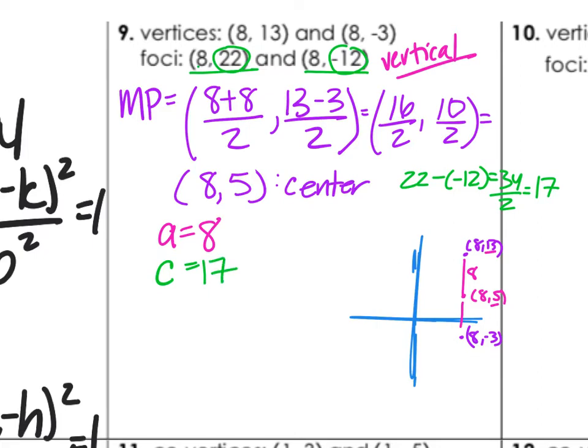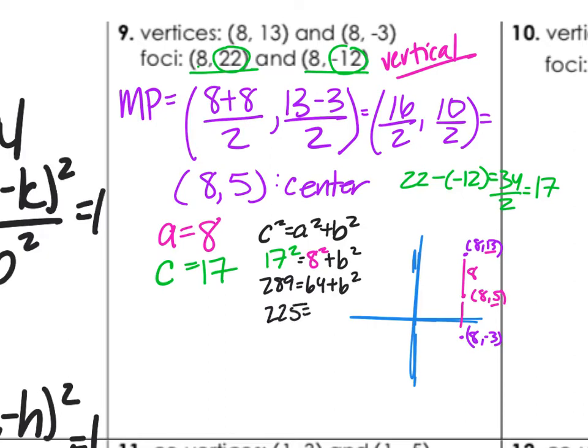And then we can use the formula that we talked about earlier, C squared equals A squared plus B squared, to find B. And remember, this is your foci formula, so we just substitute in what we know. We know that C is 17. We know that A is 8, and B is what we're looking for. So we figure all of this out. 17 squared is 289. 8 squared is 64. Subtract 64 from both sides, so we get 225.